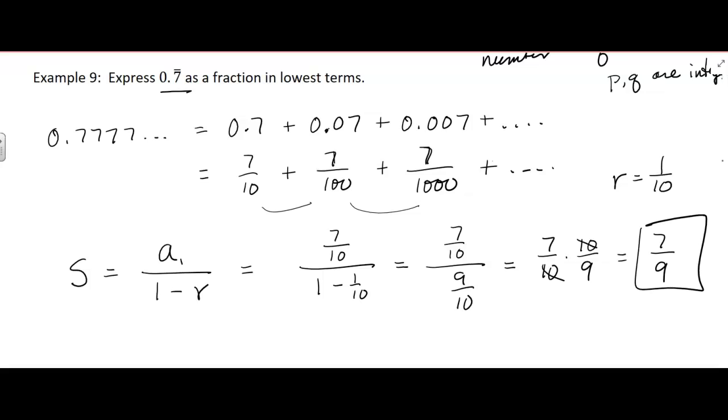Now, if you put that in your calculator, 7 divided by 9, it should show 0.77777. 7 divided by 9, and there it is. Mine just rounds it off at the end. But yeah, that's the actual rational number for 0.77777.